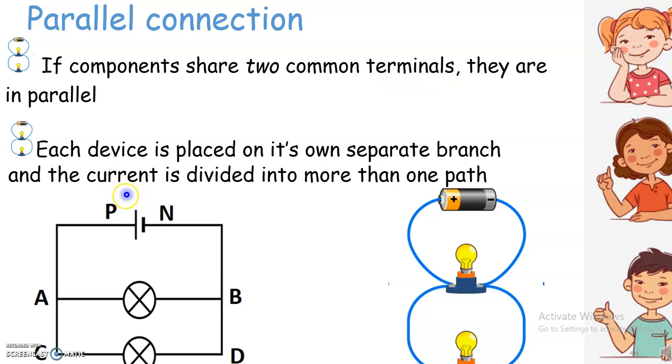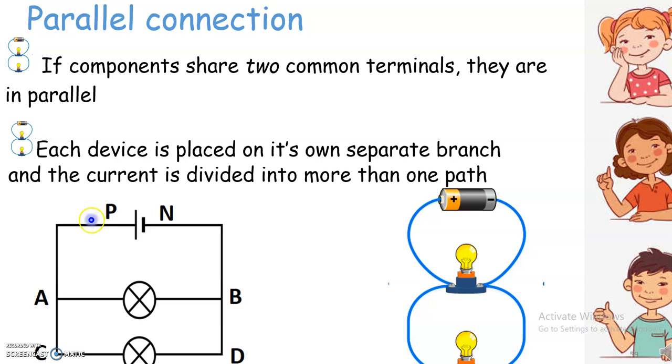The terminals of this battery are P and N. The terminals of this battery are A and B. Since PA represents a connecting wire, there is no voltage. I know that the voltage across a connecting wire is equal to 0. So the voltage across PA is equal to 0. Remember, the voltage represents the difference.